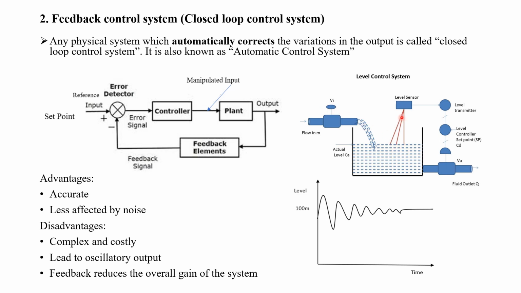So here the tank level will be measured by using a level sensor. Then it will be given to a level controller through the level transmitter. The level controller will also receive the set point, that is the reference input signal. The difference between these two will be calculated and it is given to the outlet valve position. For example, if you want to maintain the tank level at 100 meter height, then we have to give this 100 meter height to the level controller. That is the reference input signal or the set point.